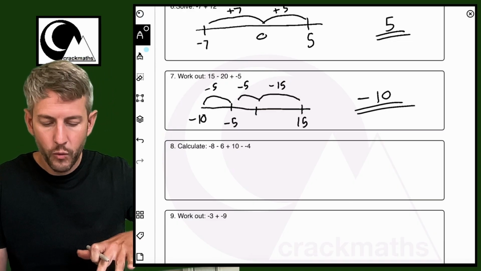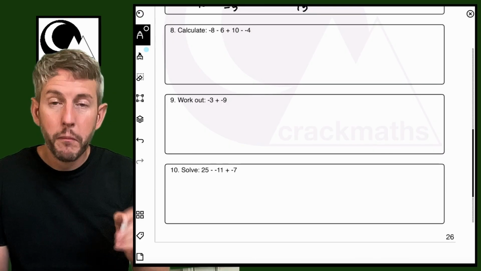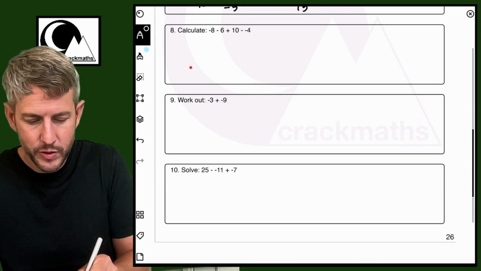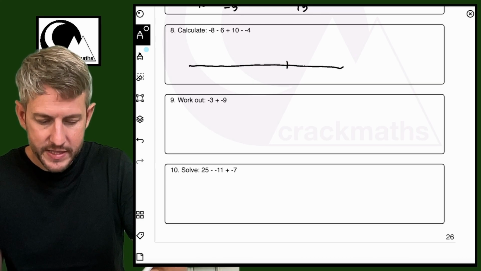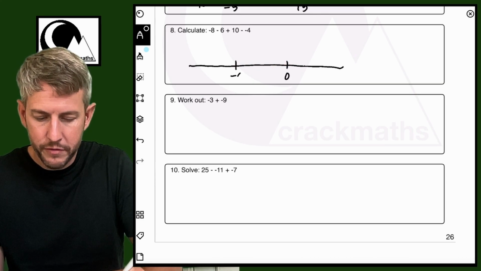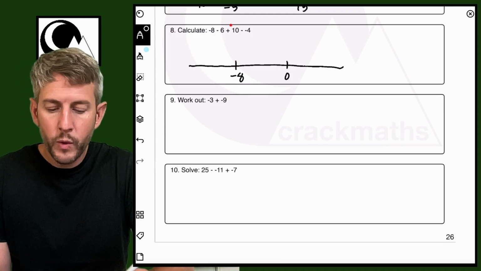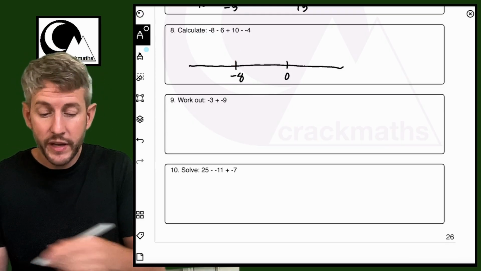Right. What is going on with this next one? So here we're at negative 8. Okay, let's do a number line again just to think about where we're starting. Let's put our 0 here. So we're at negative 8 to start off with. We're taking away 6, so we're taking it away. So when we take away a number, we go lower.